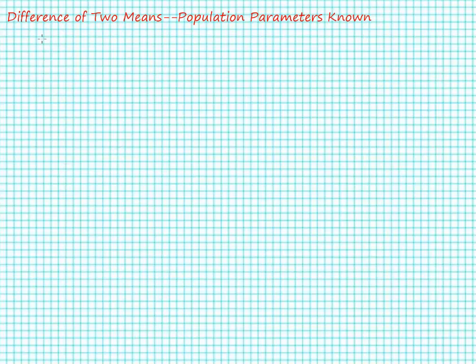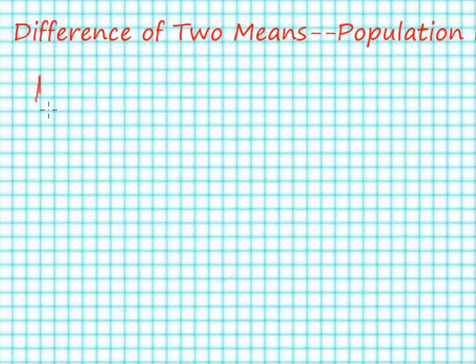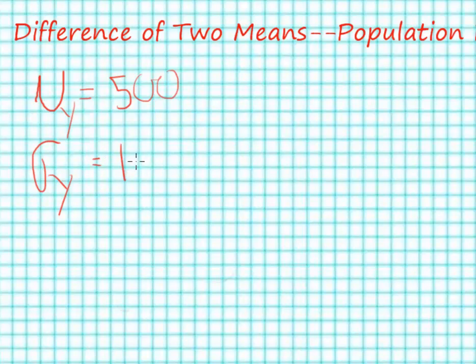Here's some of the information we know. Our population mean, our mu sub y, is equal to 500, and our standard deviation of the SAT score in the population is 100. Now, those two pieces of information are unusual to have. We typically don't have either the population mean or the population standard deviation. They're actually very important pieces of information that allow us to calculate a z-score here instead of a t-statistic.